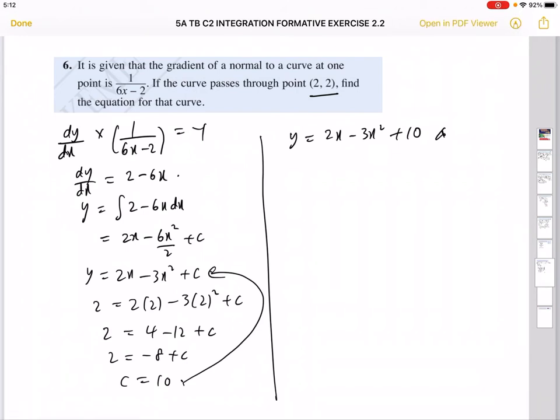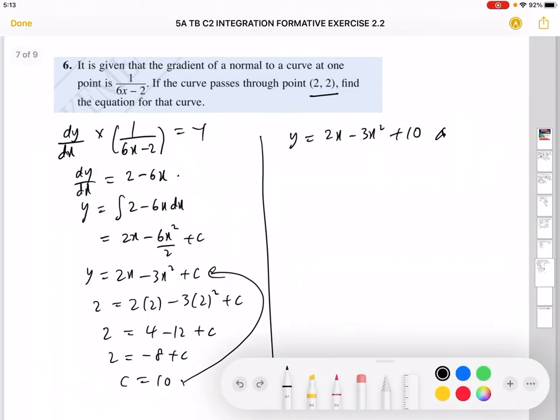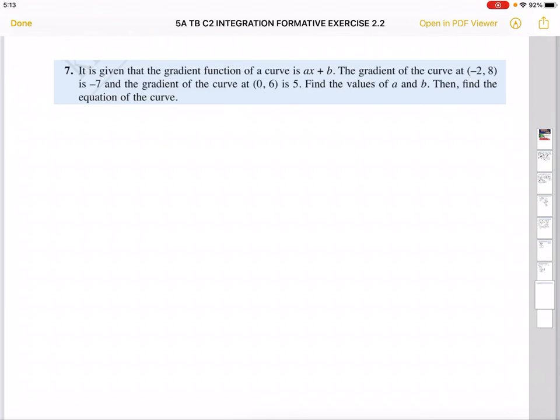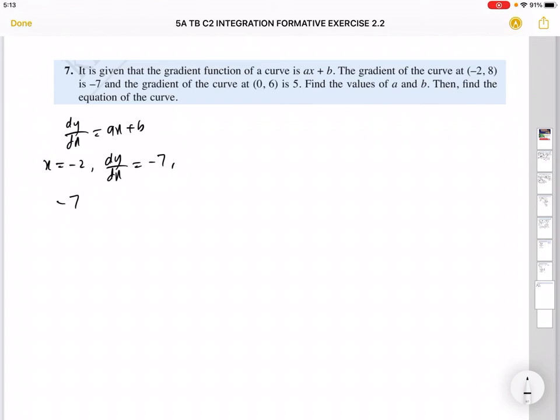Okay, question number 7. Now, in this question, your given gradient function is ax plus b. The gradient of the curve at (-2, 8) is -7. So we know that your dy dx is ax plus b. When x is negative 2, the gradient of the tangent is negative 7. So you put negative 7 inside. I'm just going to write b minus 2a equals negative 7, and leave it out first.